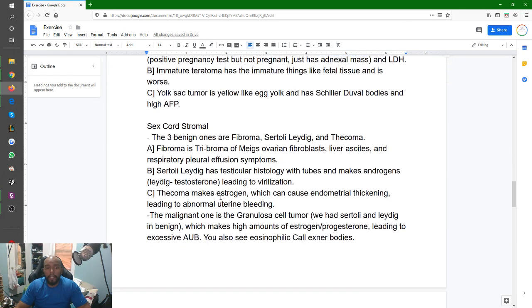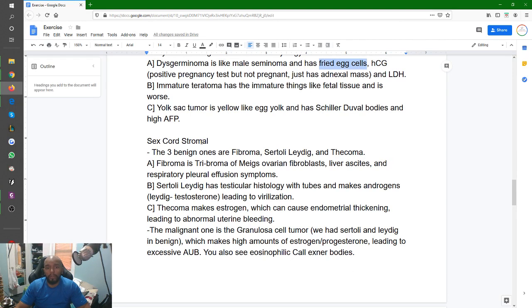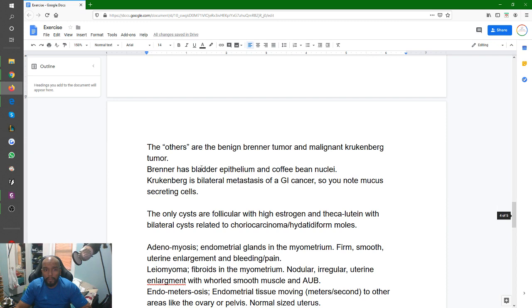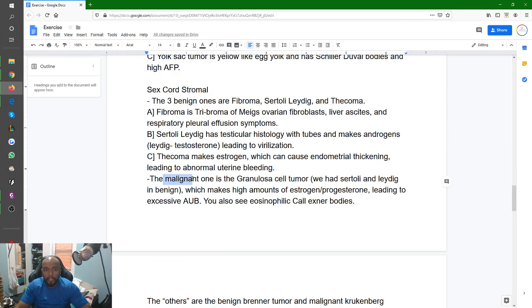Then you have the last class, the sex cord stromal ovarian cancers. There are three benign ones, and these are pretty high yield. They get tested pretty commonly. The three benign ones are fibroma, Sertoli-Leydig, and thecoma. So fibroma and thecoma you can remember because they're both omas, and then Sertoli-Leydig. This is also easy to remember because here you cover the Sertoli-Leydig cells in the benign version, and then when you look at the malignant version, it has the granulosa cell. So that's everything.